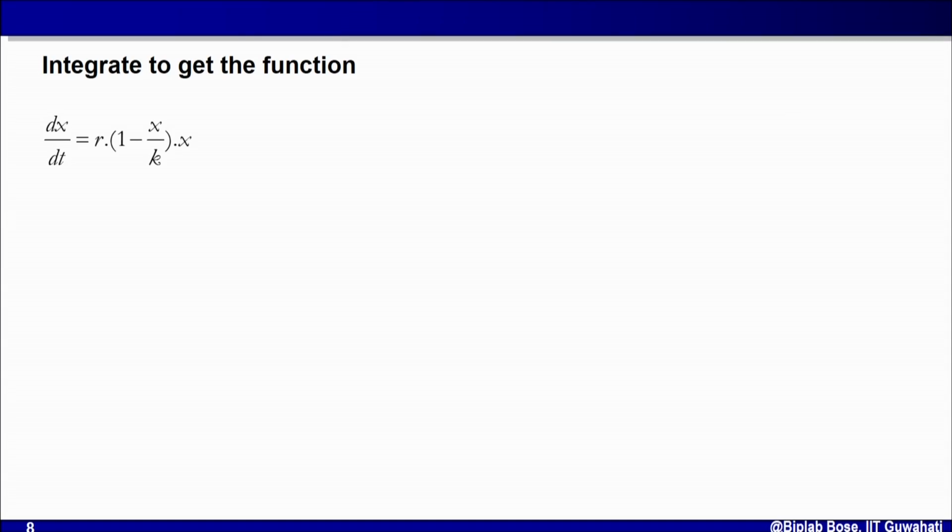Now to get this answer, we have to integrate my ordinary differential equation. So this is my ordinary differential equation here. In this case, I will try to integrate it. Before integration, I want to rearrange terms. I have multiplied both sides by k. So I get k into dx/dt is equal to r into (k minus x) into x.